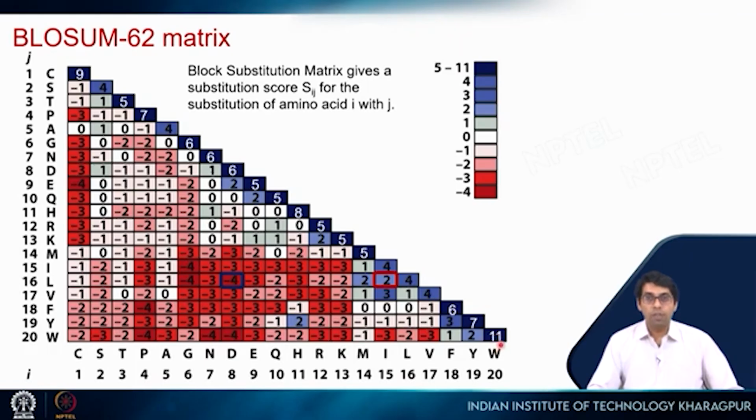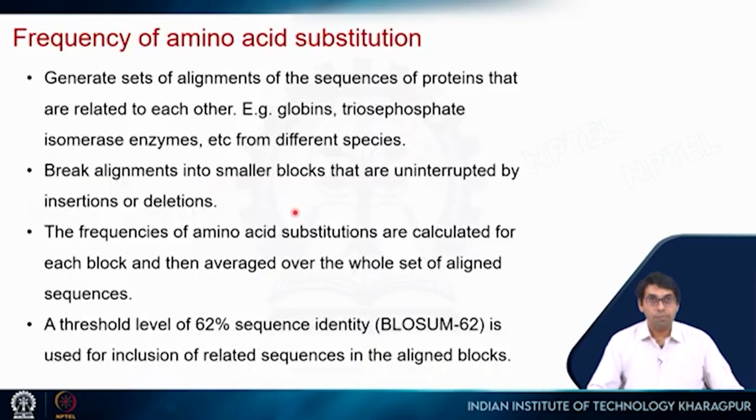So tryptophan is the hardest. Then it is cysteine, because it can form disulfide linkage which no other amino acid can, then it is histidine, which has a very unique pKa for its side chain. Okay. So the frequency of amino acid substitution is something that is given by this type of block substitution matrix.